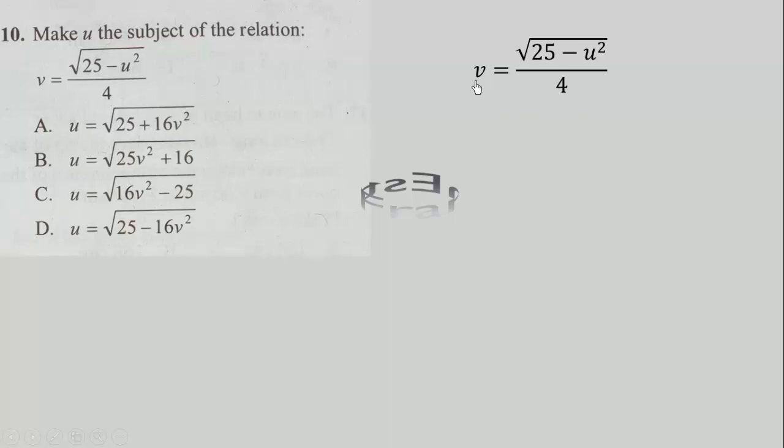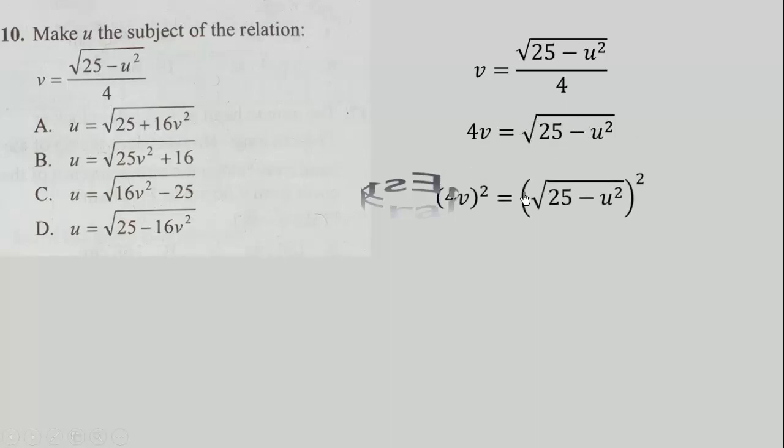So when we cross multiply, we get 4v is equal to the square root of 25 minus u squared. Now over here we can take the square of both sides. So square the left hand side and square the right hand side to get rid of the square root. So when we simplify this, 4v squared will give you 16v squared is equal to 25 minus u squared.